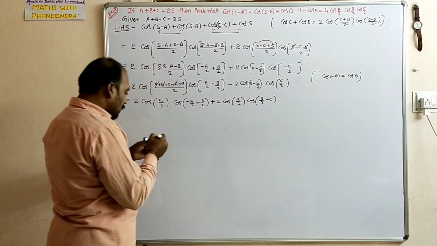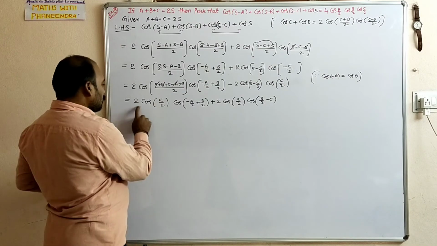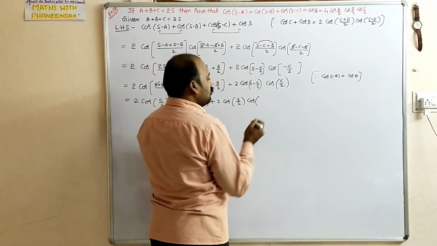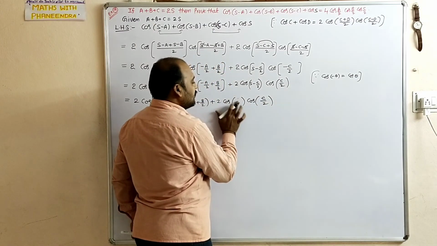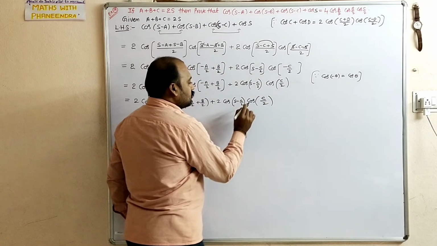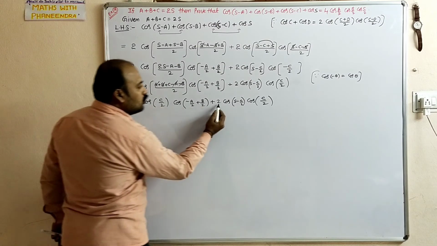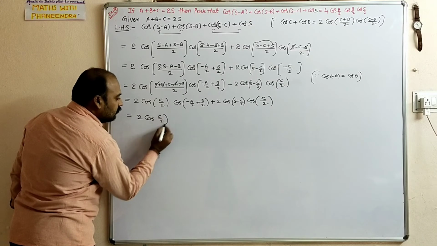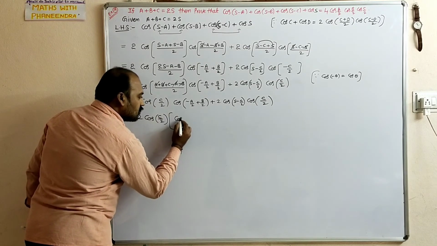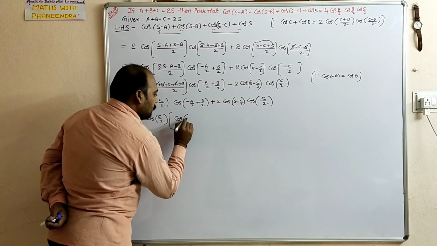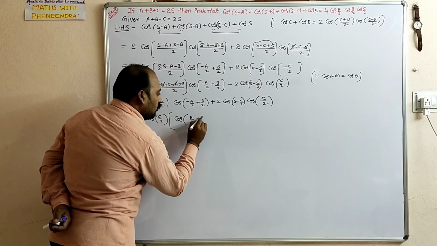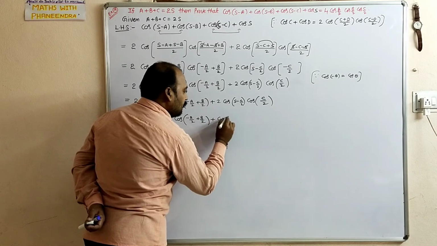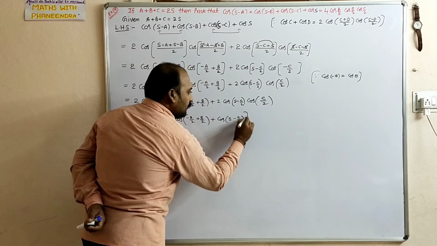So what will we take common from these two terms? 2 cos C by 2. Here also 2 cos C by 2 will be taken common. This is cos C by 2, my last one. So it is S minus C by 2. So now take common 2 cos C by 2. So 2 cos C by 2 if you take common, cos of minus A by 2 plus B by 2 plus cos of S minus C by 2.